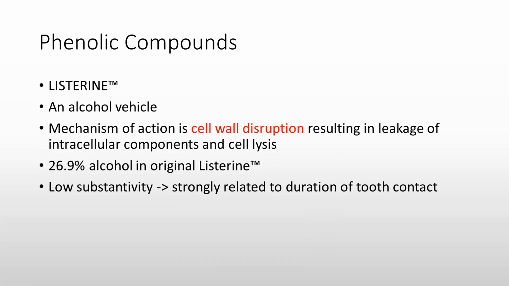Let's go on to the phenolic compounds. And Listerine is a name brand of a phenolic. It uses alcohol oftentimes as a vehicle, and the mechanism of action is cell wall disruption, resulting in leakage of the intracellular components and then turning into cell lysis. Now, the original Listerine is 26.9% alcohol. I've seen board questions with this on it, so don't be surprised if you see it again.